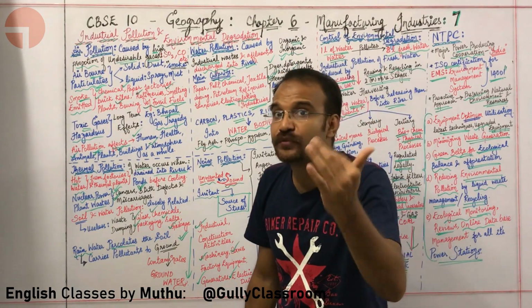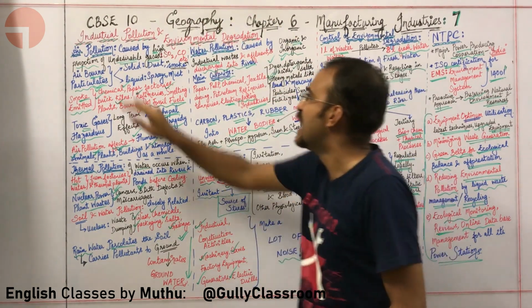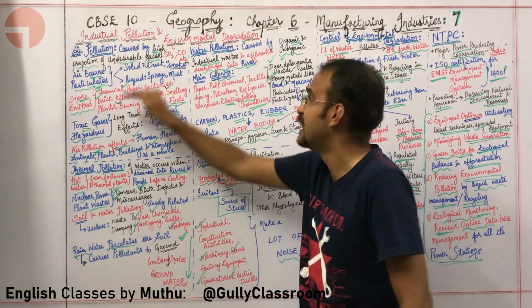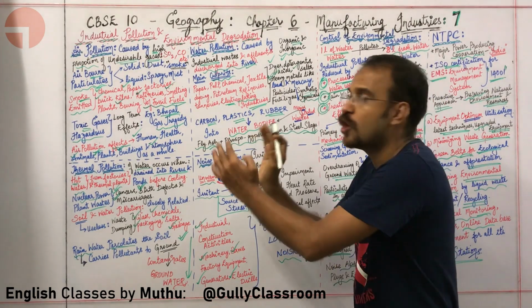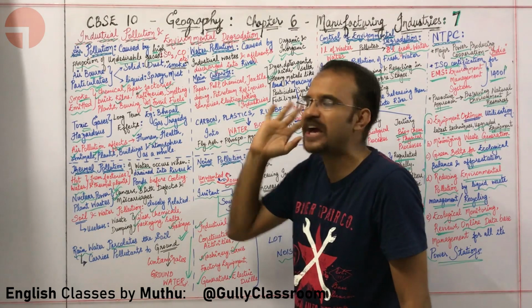The 4 different kinds of pollution that are caused by the manufacturing industries are air pollution, water pollution, thermal pollution and noise pollution. Let us go through each type of pollution one by one.